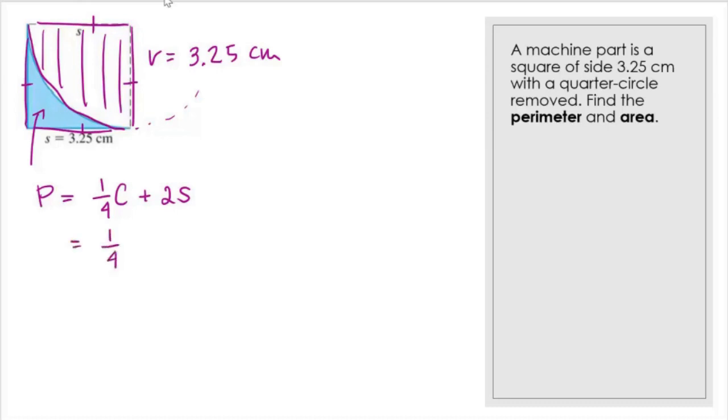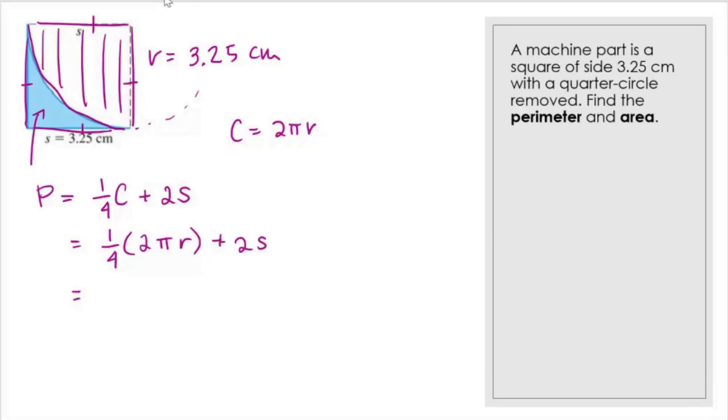So 1/4 the circumference of the circle. The circumference of the circle is, of course, 2 pi r. So 2 times pi times r, we'll fit that in there, and then we'll do a little bit of algebra. And then 2 times s. So I've just, once again, written down the entire formula.